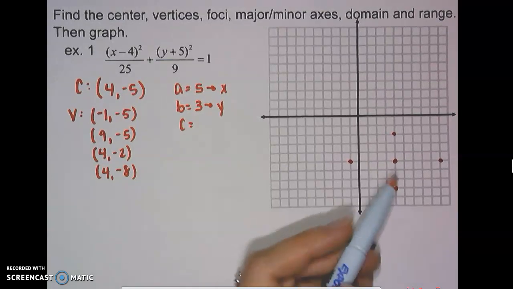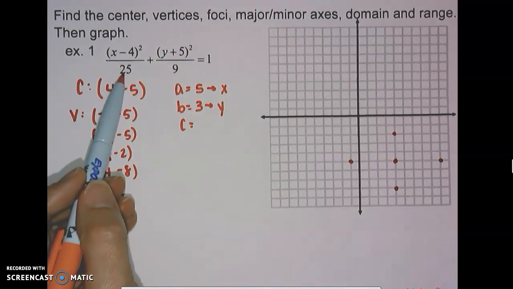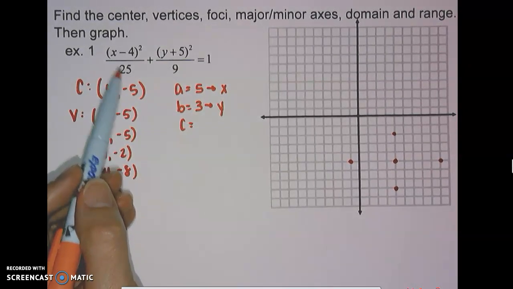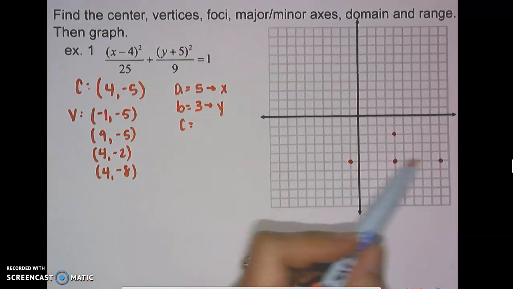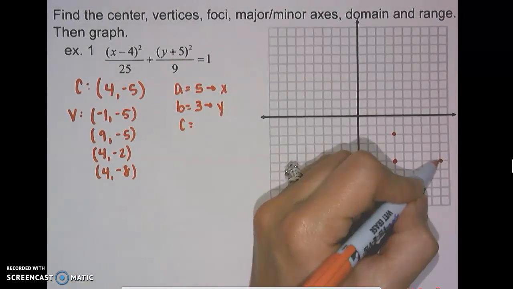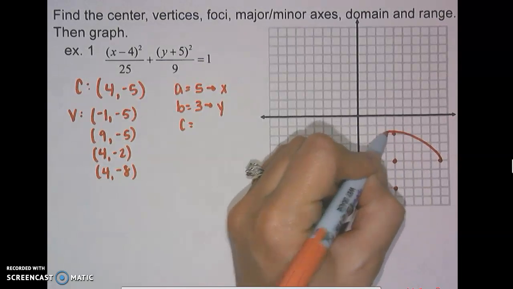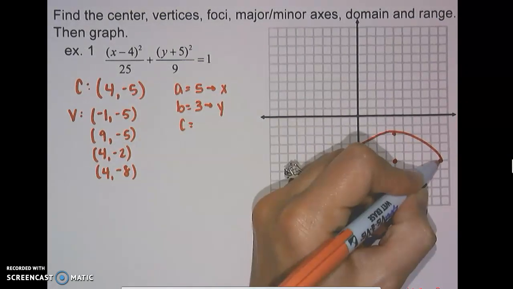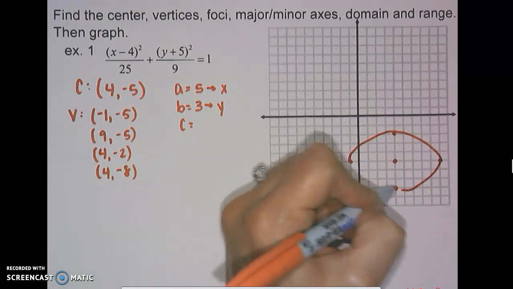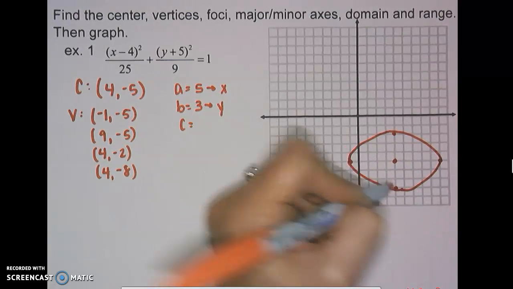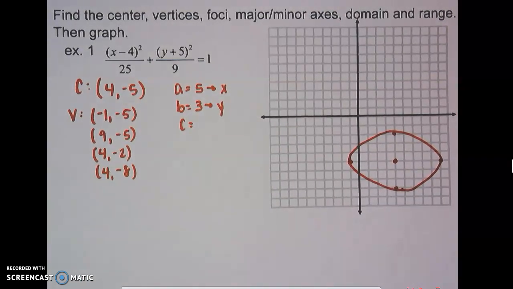Now, it should be the case that since we're having a higher number under the x's, that it should stretch more in the x direction, which it does, so we're good to go. So we're going to connect these as best as we can, making it be an ellipse. It might not be 100% perfect, and that's fine, but you're going to do it as ellipse-like as possible.